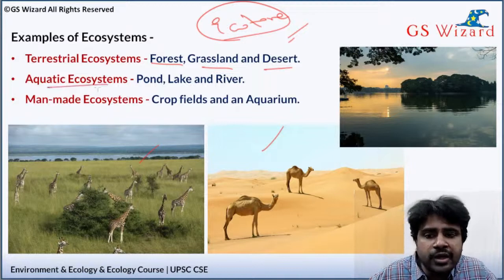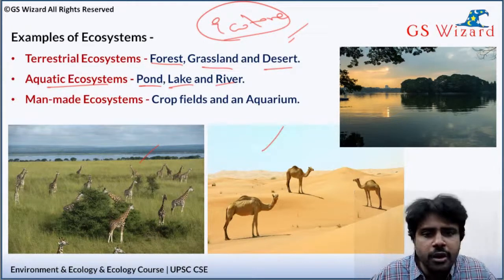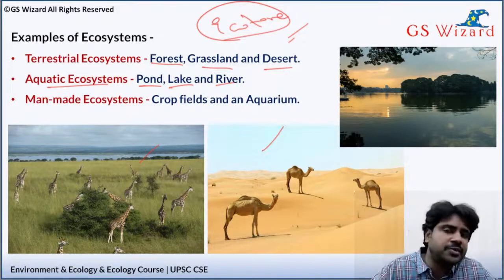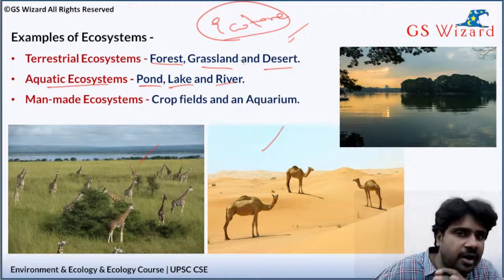And then aquatic ecosystems, that means water-based: pond, lake, and river. Now all these are freshwater ecosystems. You also have saltwater ecosystems, that is sea and ocean. What is the difference between sea and ocean? Very simple. Sea means a smaller area, ocean means the large one.